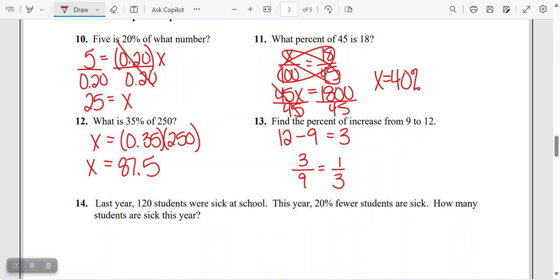If you remember from earlier, we already wrote that as a percent, but in your calculator, you do get 0.3 repeating. And again, that's 33.3 repeating percent.